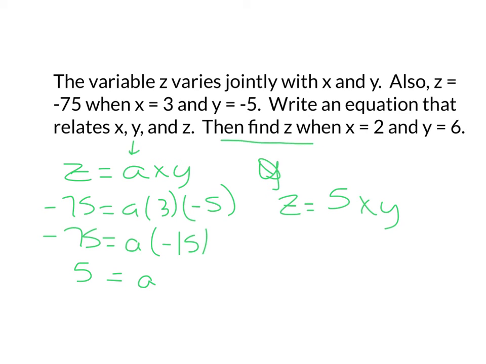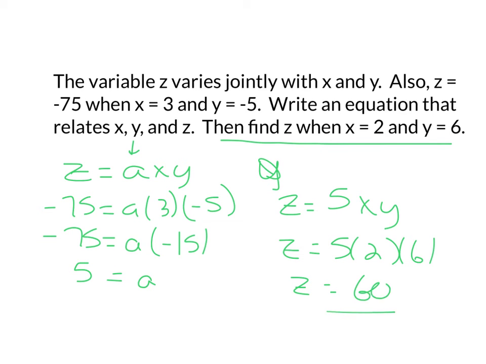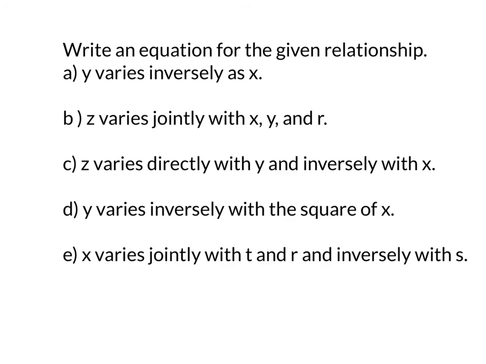Then it says find z when x is 2 and y is 6. So I'm going to just plug those in. x is 2, y is 6. Just multiply all that out, you get 60. So there you go. There's your two answers. There's your joint variation equation, and also your z when they gave you two more values. All right, last slide.